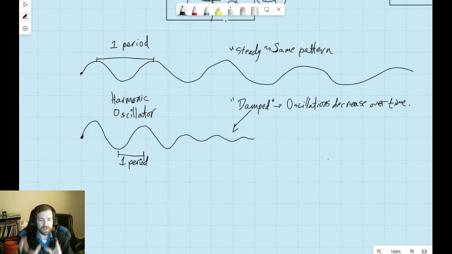So the period is always going to be, if it's not exactly the same, very, very, very close. And this ends up doing this. And then there's also this thing called overdamped, which goes like this.